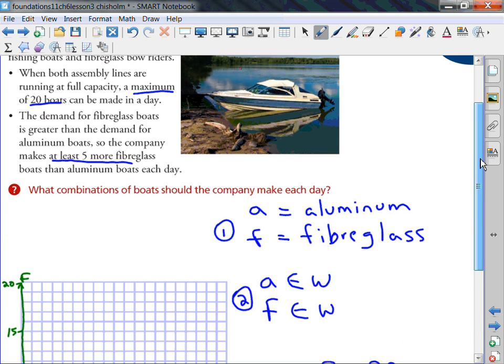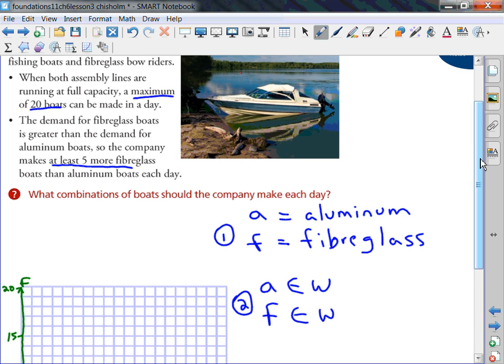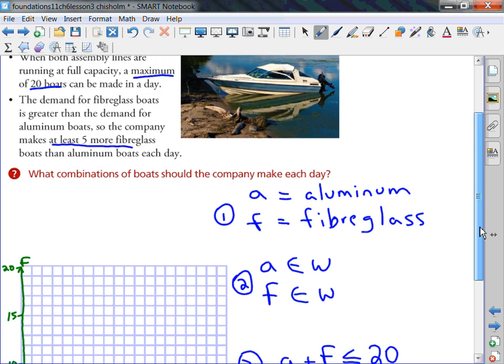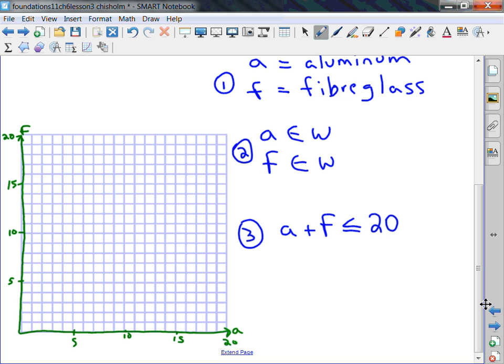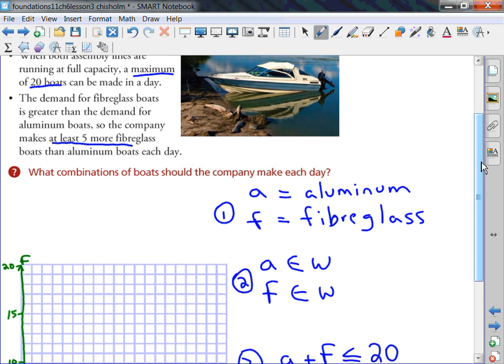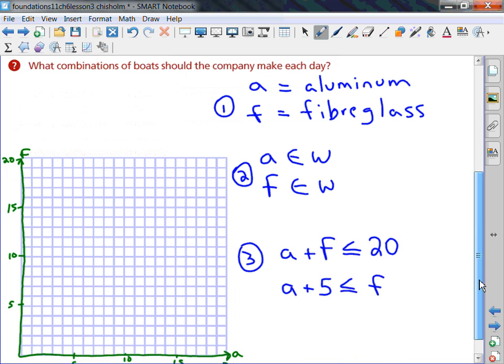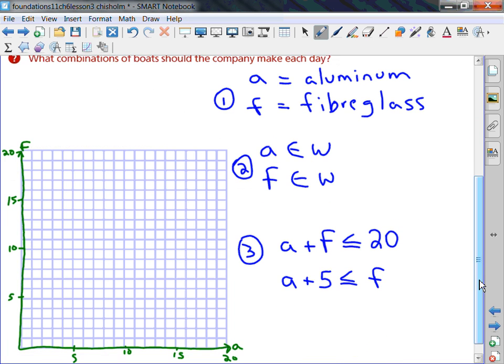The second thing says the demand for fiberglass boats is greater, so the company makes at least 5 more fiberglass boats. So there's more fiberglass, so we're going to add to the smaller number, which is aluminum. So the aluminum boats plus 5 is going to be less than or equal to the fiberglass boats. Again, it says they make at least 5 more fiberglass boats than aluminum. So if we add 5 to the aluminum boats, the fiberglass boats are still going to be potentially greater, maybe equal as well. So there are our inequalities.